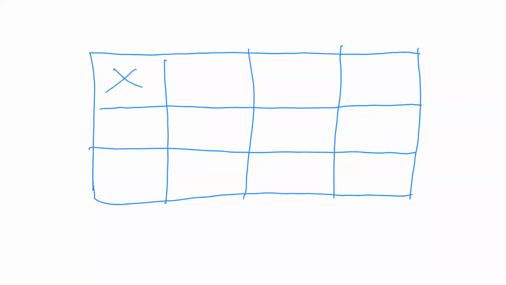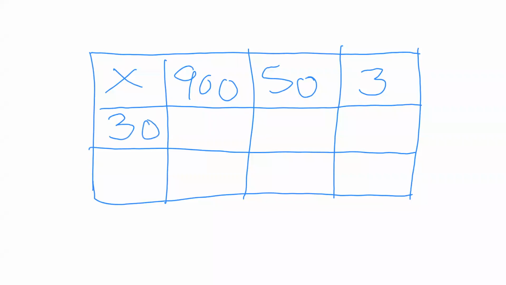Now the expanded form of 953 is 900 plus 50 plus 3. So the expanded form we will write in the horizontal row. And the expanded form of 38 we are going to write vertically. That is 30 and 8.